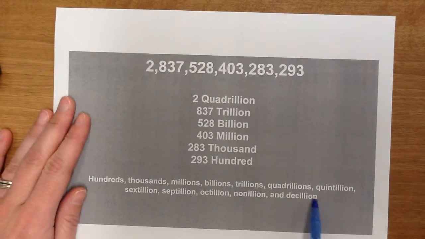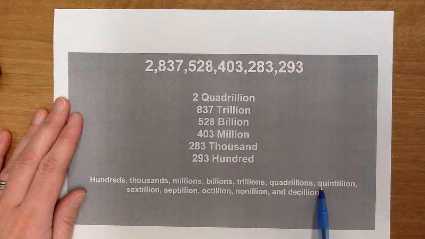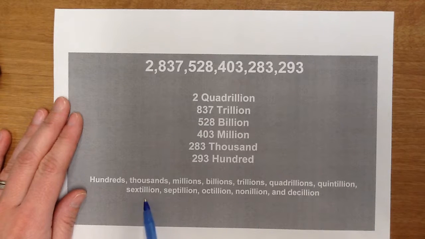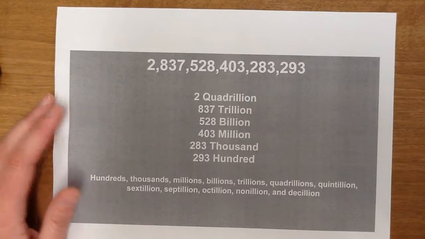But this is actually what the rest of them would be after a quadrillion. Then you get to a quintillion, a sextillion, a septillion, because it's 7, octillion, nonillion, and a decillion. So just kind of something interesting. Then you've got a little bit more space there on that paper.